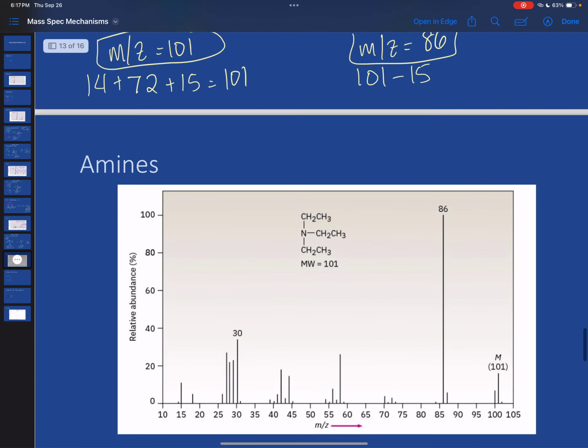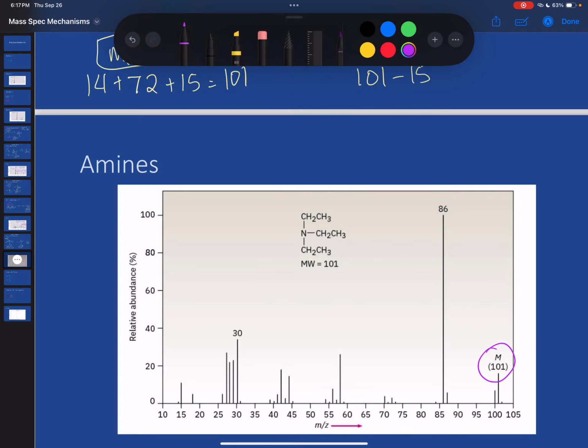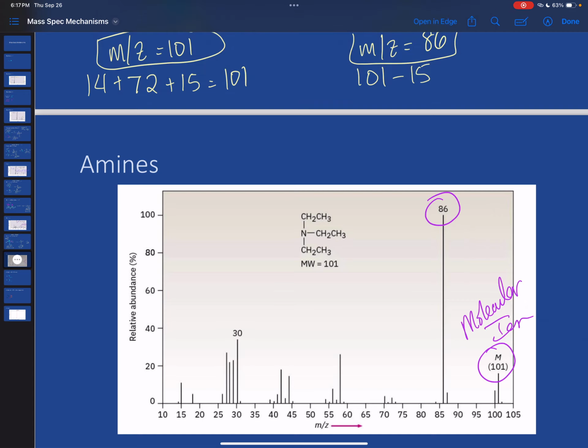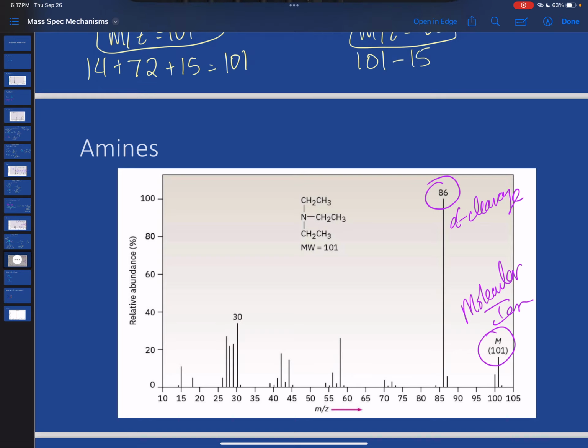All right, so I have 101, so that is my molecular ion peak. And then look, I still have my 86. Okay, good, I did that right. All right, so that is going to be my alpha cleavage. So I have sufficient data to support the idea that this is going to be my amine.